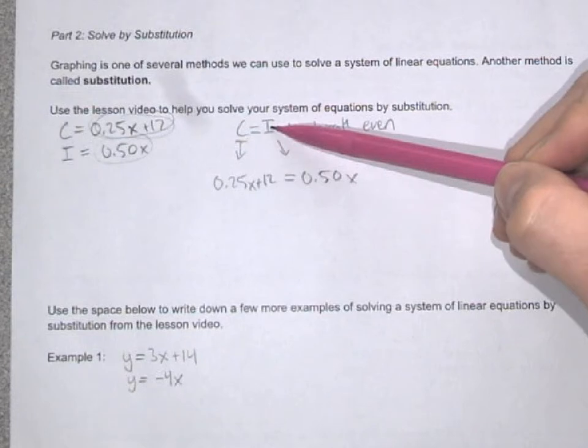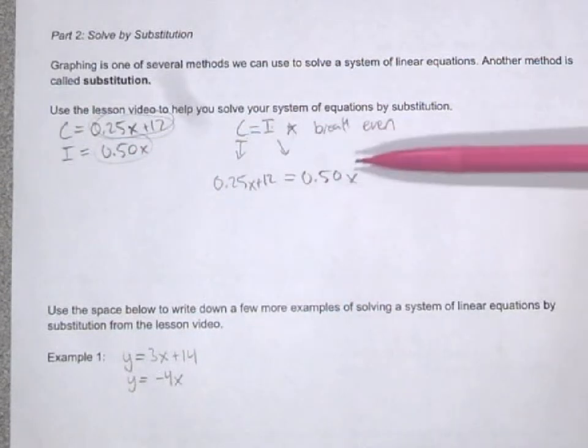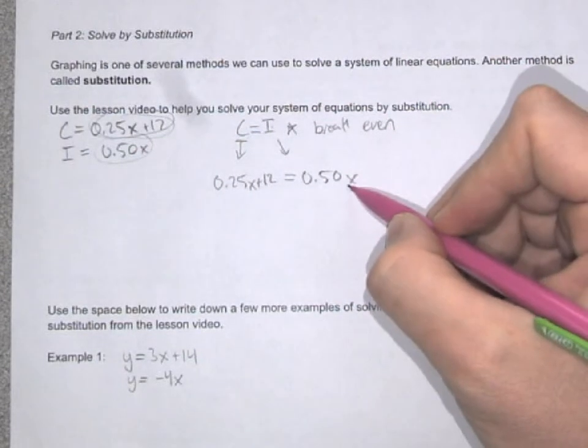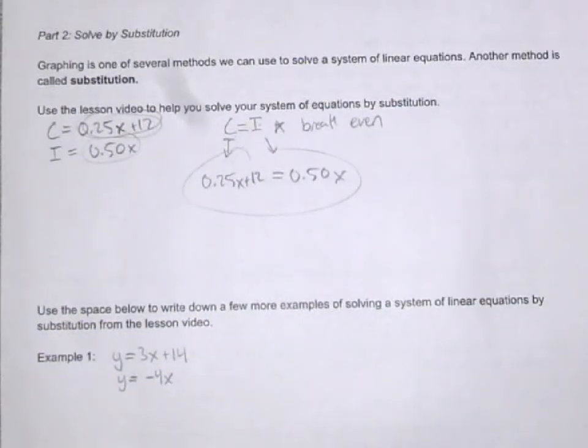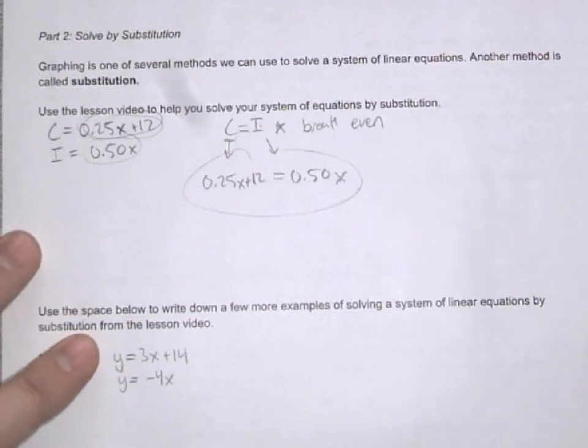And I replaced I, the income, with the expression that it's equal to. And notice that when I did that, I have one equation that only has x's in it. Okay? And so from here we can solve for x. We can actually do it pretty easily. We want to get x by itself. Okay? So check this out.